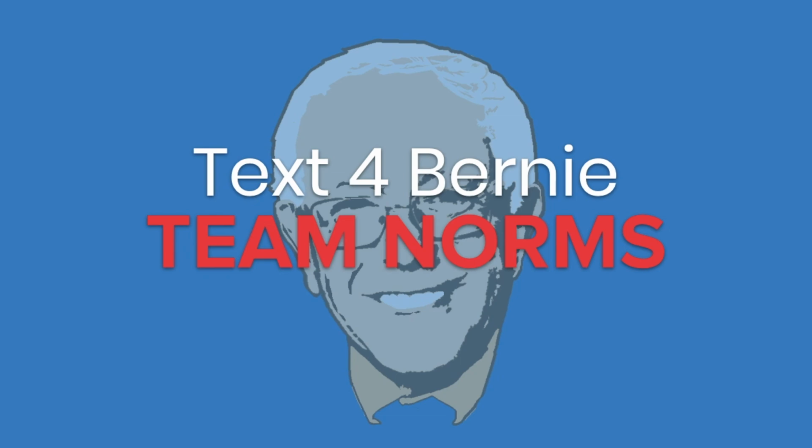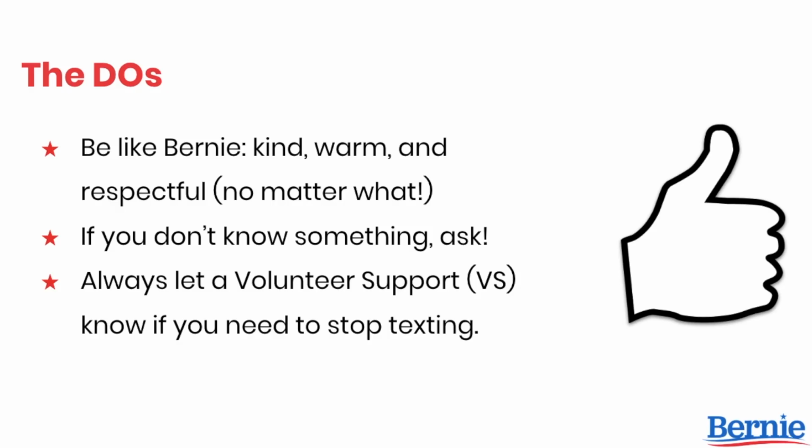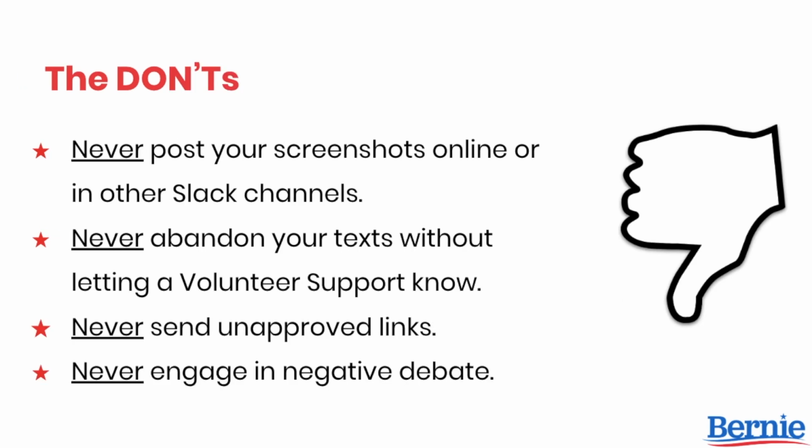Alright, now that you know how to operate the technology that powers our texting program, it's time to learn about the norms and best practices that our texting team relies upon to effectively represent Bernie's campaign. Let's review some do's and don'ts. A generally good rule of thumb is to be like Bernie, kind, warm, and respectful, no matter what. And if you don't know something, ask. And again, always let volunteer support know if you need to stop texting so we can reassign your replies.